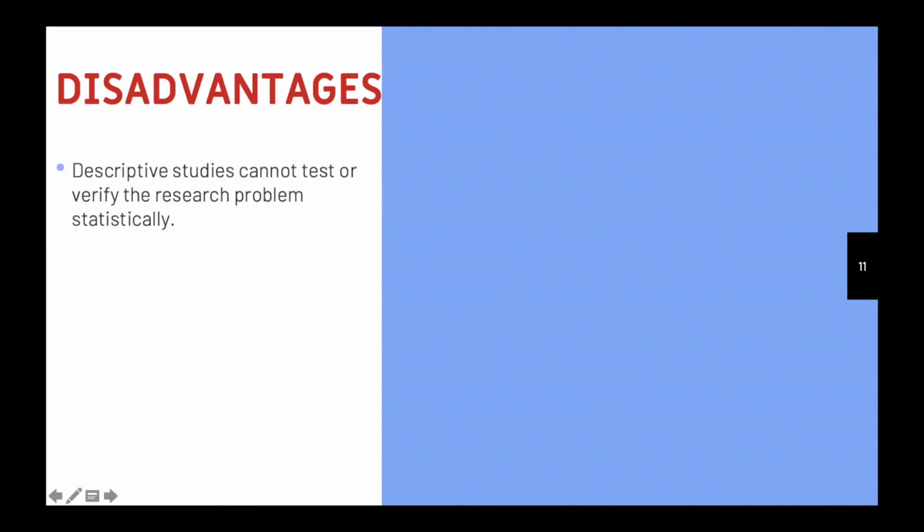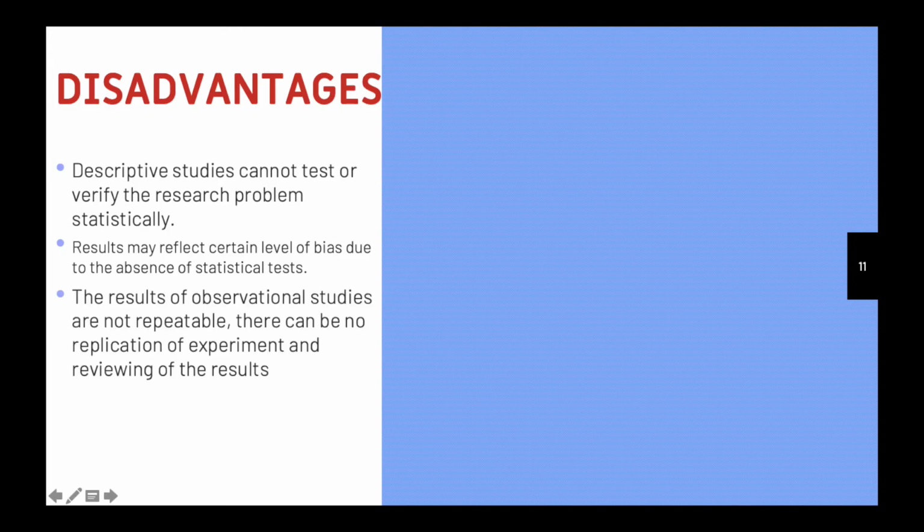However, at the end of the day, it cannot be denied that descriptive research also has its disadvantages. The first one is that descriptive studies cannot test or verify the research problem statistically. Also, research results may reflect a certain level of bias due to the absence of statistical tests. And the majority of descriptive studies are not repeatable due to their observational nature.